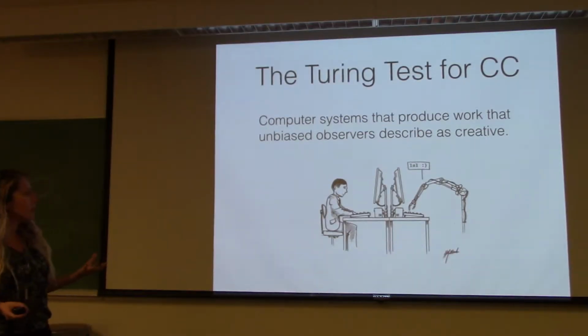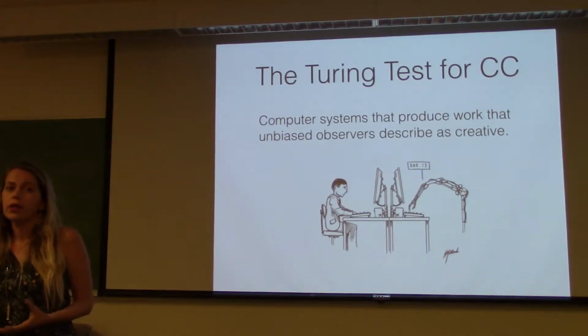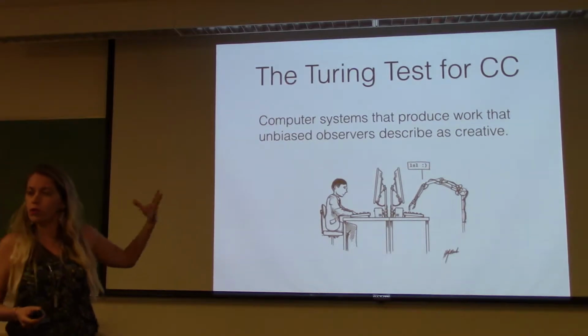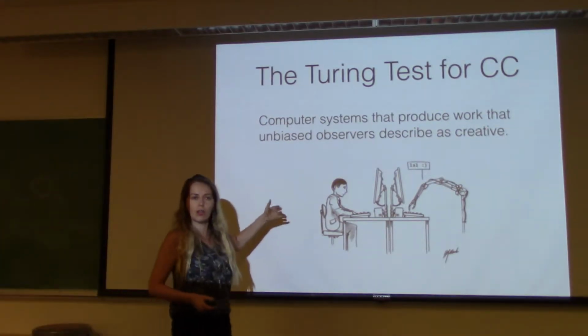So one way that we, in computational creativity, try to gauge whether we're making progress is called the Turing test. It's not the only way, but it's one way. If you did hear about it, you probably heard about it in a slightly different context.